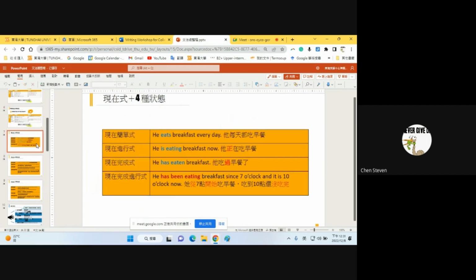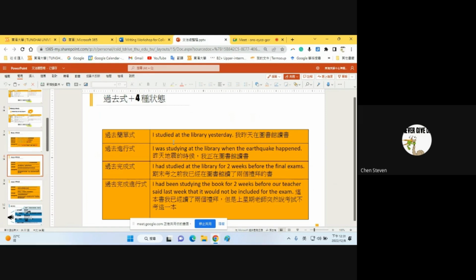Okay, so these are the examples I've come up with, okay? For example, in present tense, he eats breakfast every day. He is eating breakfast now. He has eaten breakfast. He has been eating breakfast since 7, and it's 10 o'clock now, and he is still continuing. This one, okay? I studied at the library yesterday. I was studying at the library when the earthquake happened. I had studied at the library for 2 weeks before the final exams. I had been studying the book for 2 weeks before our teacher said last week that it would not be included for the exam.